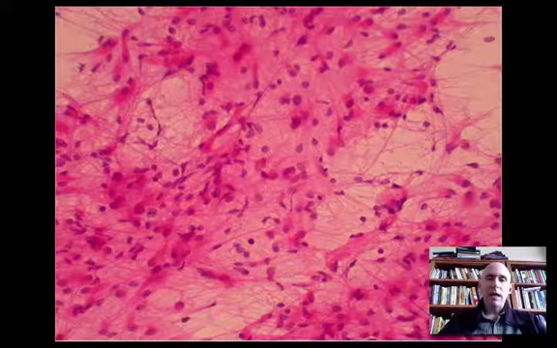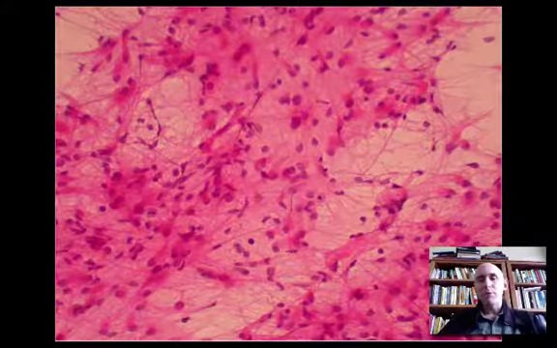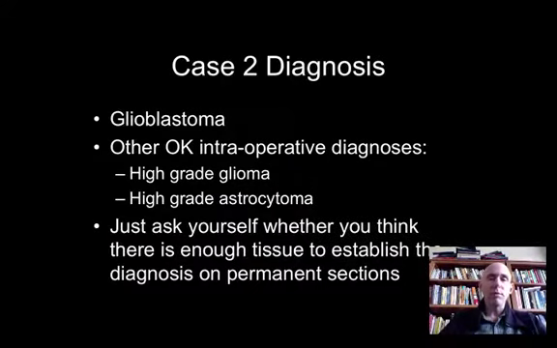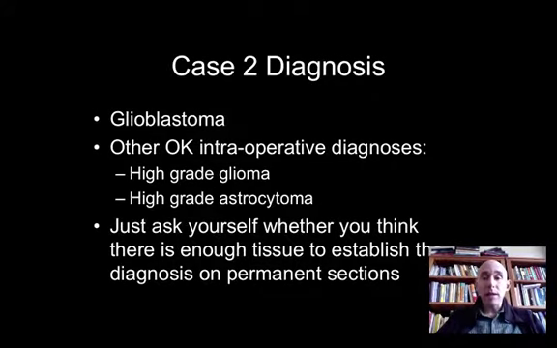So, in this setting, no problem. We have a radiographic abnormality that's big as all outdoors, and corresponding abnormality in cytologic preparation. So this was a glioblastoma, and I just called it a glioblastoma. Other okay intraoperative diagnoses would be high-grade glioma or high-grade astrocytoma.